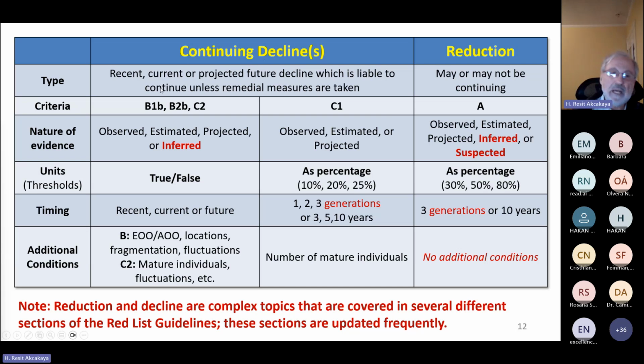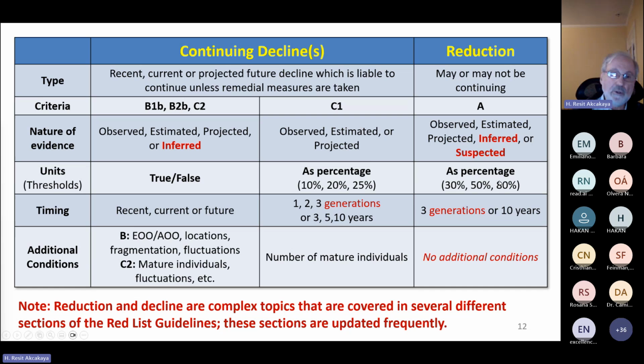Continuing declines, there are two types of them. One type that is used in criteria B and C2 are true-false type of continuing decline. In other words, it's either there is continuing decline or there is no continuing decline. And these can be inferred. And the other kind is in C1, and it's called estimated continuing decline. It has to be observed, estimated, or projected. It cannot be inferred or suspected. And it is represented as a percentage, not as true false, right? Not as decline or no decline, but as a percentage of decline.